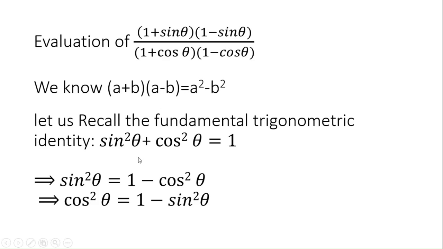And we are going to use the fundamental trigonometric identity, sin square theta plus cos square theta is equal to 1. So by taking this into consideration, sin square theta becomes 1 minus cos square theta and cos square theta becomes 1 minus sin square theta. We are using these two simple identities to evaluate this value. So let us simplify and find out.